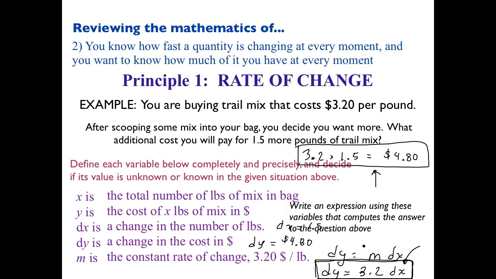All right? So this equation is how we frame the meaning of that constant rate of change, $3.20. Okay? So again, one more time. Given any change in the number of pounds, the change in the cost will be $3.20 times that change in number of pounds. That's the meaning of a constant rate of change. Okay? Make sure you review that in the video. Get it in your notes. Most important thing of the day. Okay, going on.